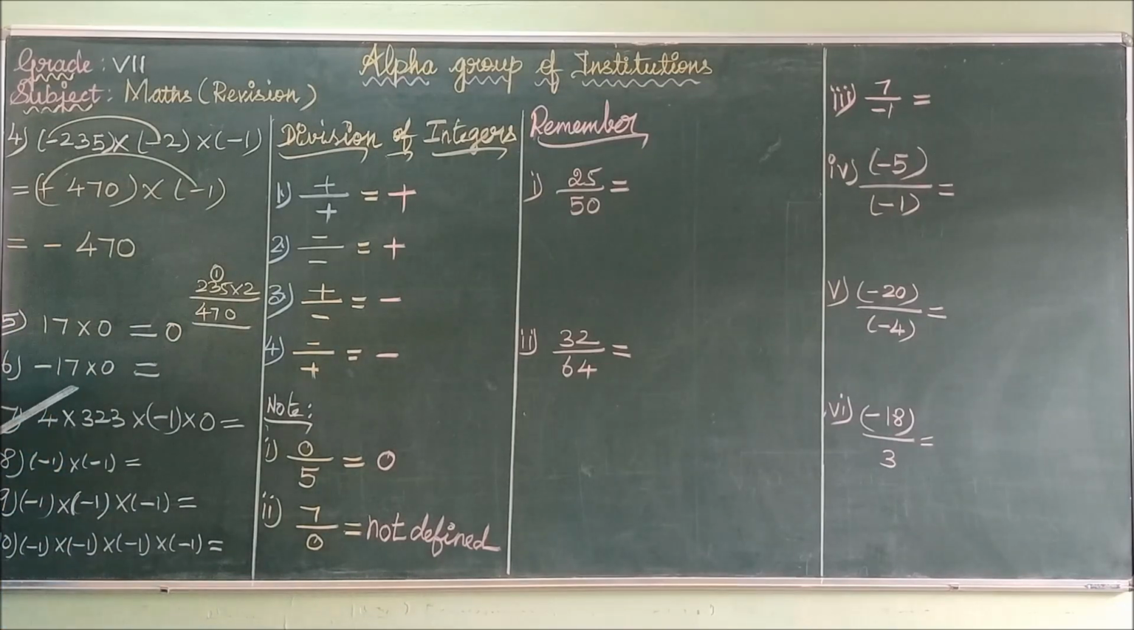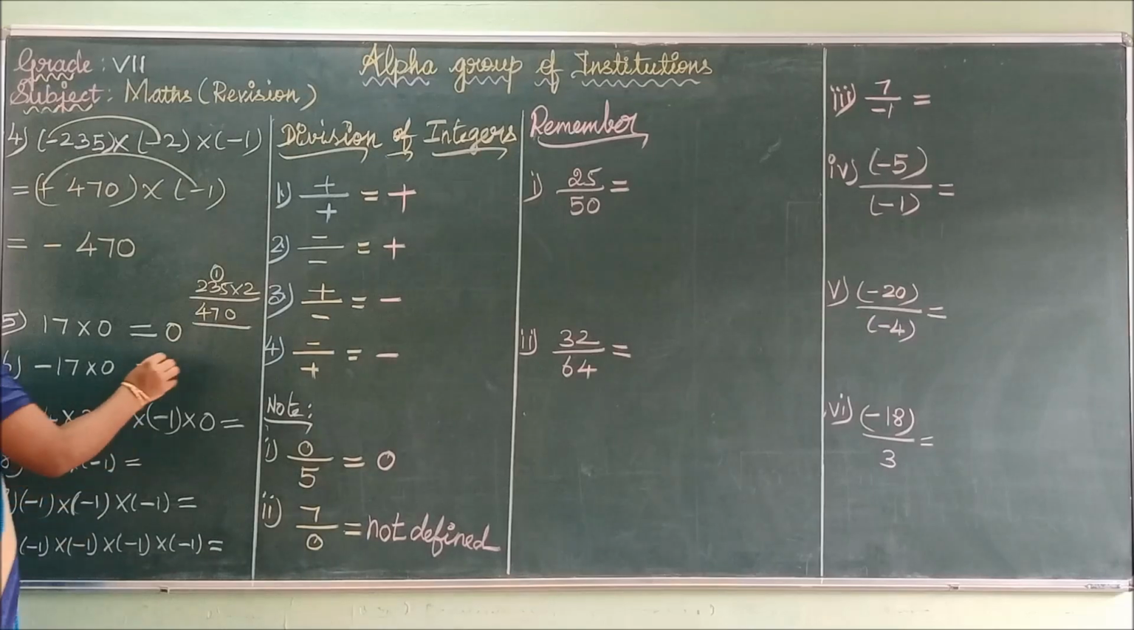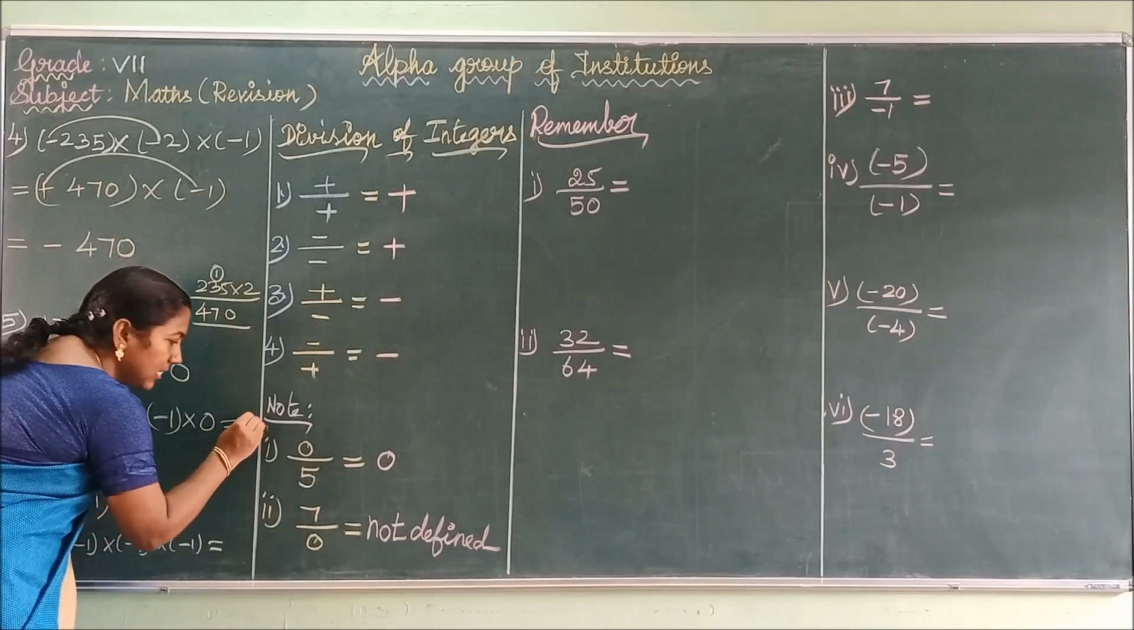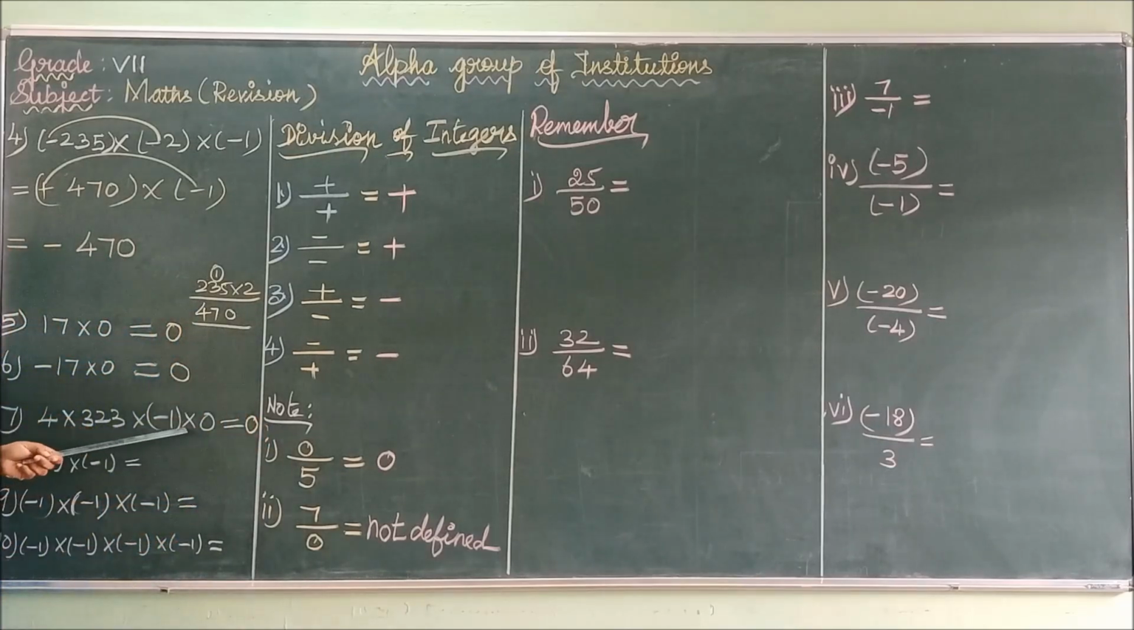So what happened? Minus 17 into 0. Here also we get the answer 0 only. Whatever the integer, whether it is positive or negative, if you multiply any integer with 0, you get the answer 0 only. It's clear? See the next one. See here, 4 into 323 into minus 1 into 0. In this sequence, you have 0 as one of the multiplication factors. So definitely you have to write the answer 0. No need to multiply these three values. Straightaway you write the answer as 0. Okay? See the next one.